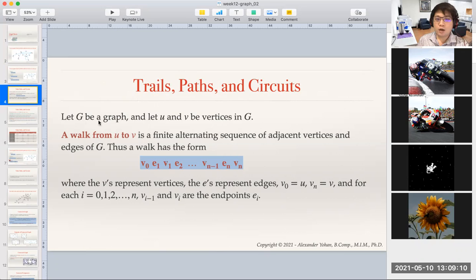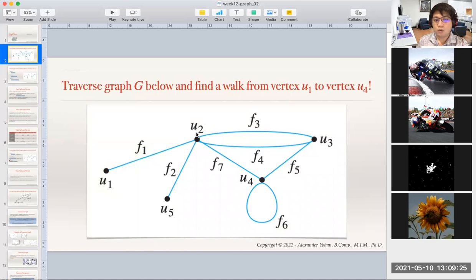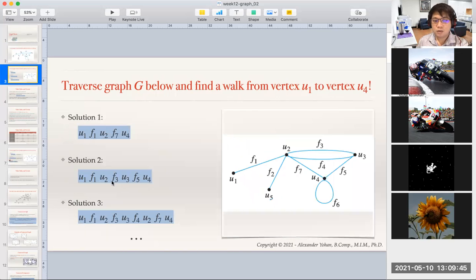Let G be a graph, and let these two vertices, U and V, be vertices in G. So a walk from U to V, a walk here is similar to going from U1 to U2, where you need to go through F1. So in that case, it will be U1, F1, U2. In this question, a walk from vertex U1 to U4 means U1, F1, U2, you can go to F7, U4, or maybe it takes the other way.